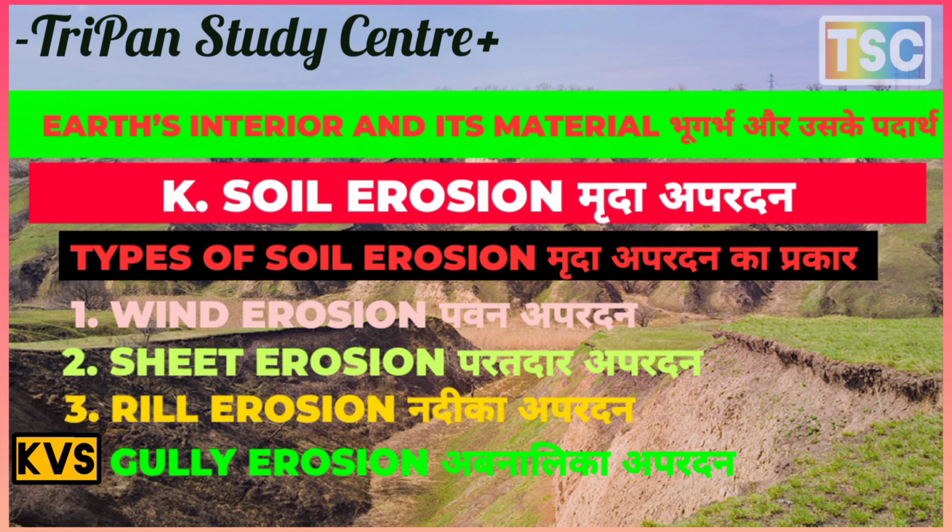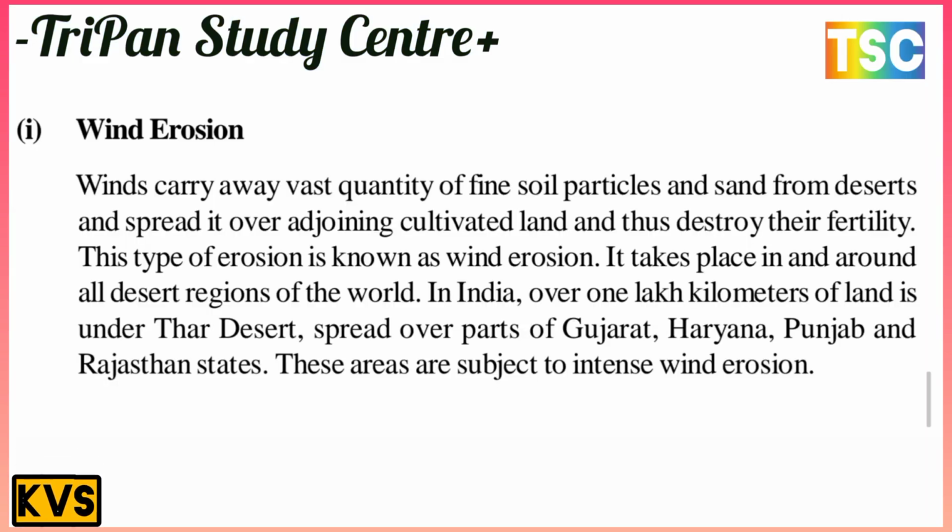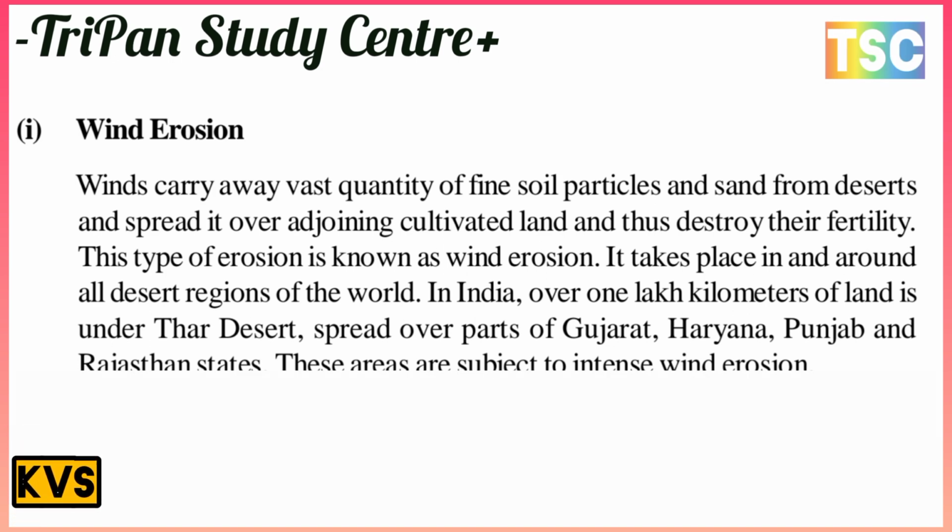The first is wind erosion. The wind carries away a quantity of fine soil particles and sand from a desert and spreads it over adjoining cultivated land, and thus destroys its fertility. This type of erosion is known as wind erosion. It takes place in and around all desert regions of the world. In India, over 1 lakh square kilometers of land is under the Thar Desert. The Thar Desert spreads over parts of Gujarat, Haryana, Punjab, and Rajasthan. This area is subject to intense wind erosion.